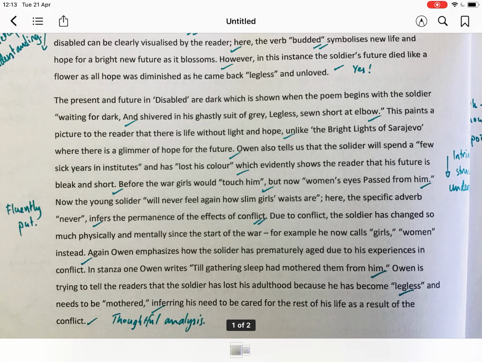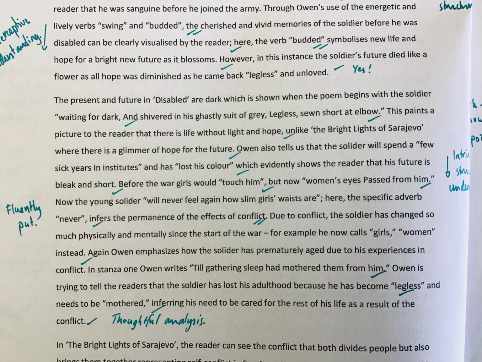So they do another paragraph about the bright lights of Sarajevo, and then they eventually get to Disabled. And you can see here that they are still talking about this idea of darkness. The present and future in Disabled are dark, which is shown when the poem begins with the soldier waiting for dark and shivered in his ghastly suit of grey, legless, sewn short at elbow. This paints a picture to the reader that there is life without light and hope, unlike the bright lights of Sarajevo, where there is a glimmer of hope for the future. Owen also tells us that the soldier will spend a few sick years in institutes and has lost his colour, which evidently shows the reader that his future is bleak and short.